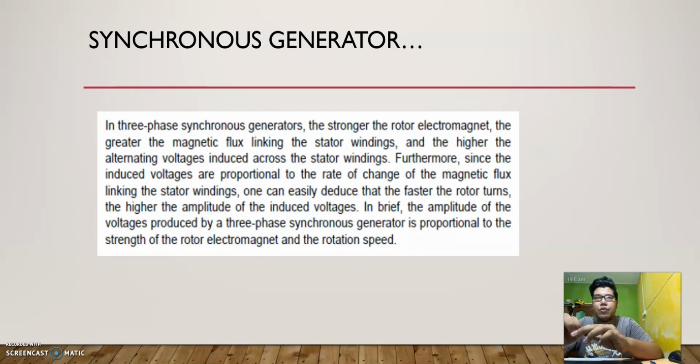So today I want to explain about lab 4, a synchronous motor or synchronous generator, and the procedure for part 1.